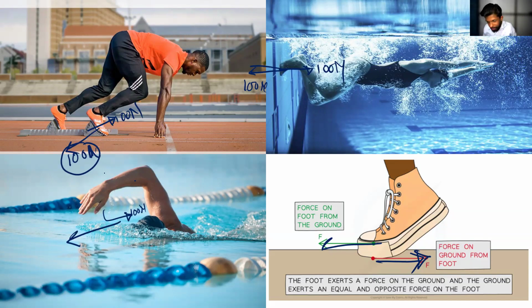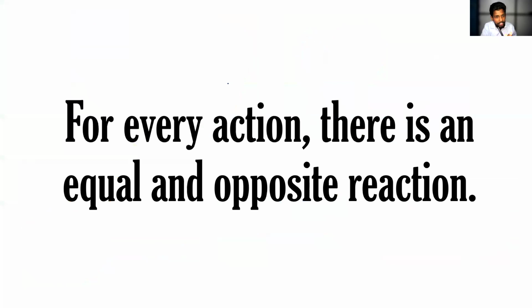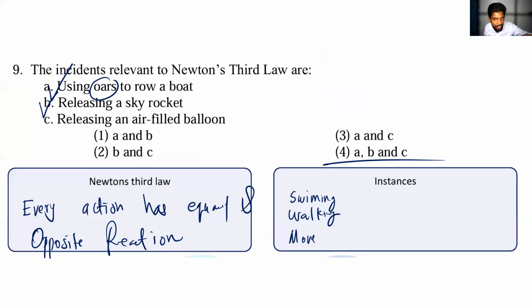Newton's third law. So, according to these examples and instances, the balloon and the rocket, same as the balloon, the rocket is also doing the same thing. It pushes the air and the air pushes the rocket. So according to these examples, the question is, what are the incidents related to Newton's third law? In the boat, in the rocket, in the balloon, all these cases are related to Newton's third law. Did you get the idea? Yes, sir. Okay, fine.